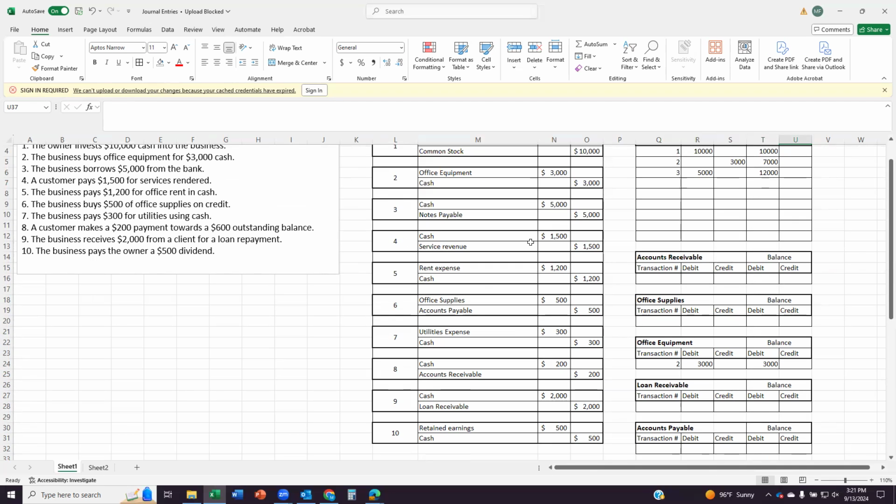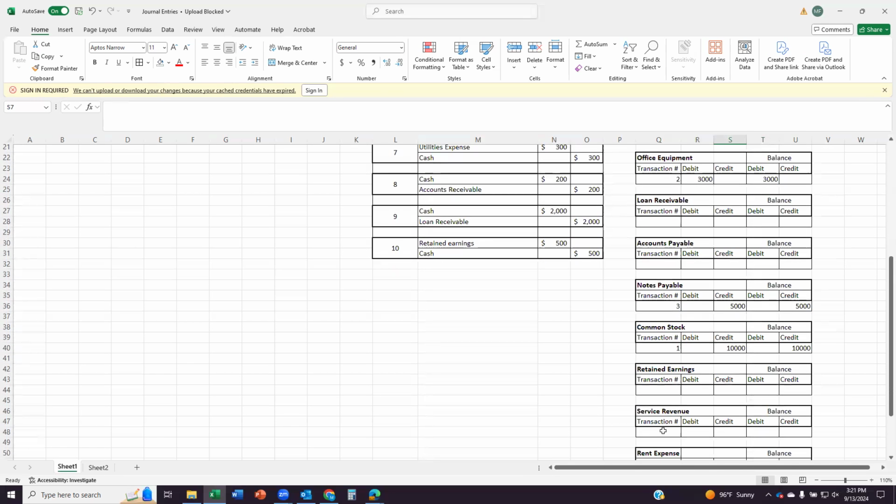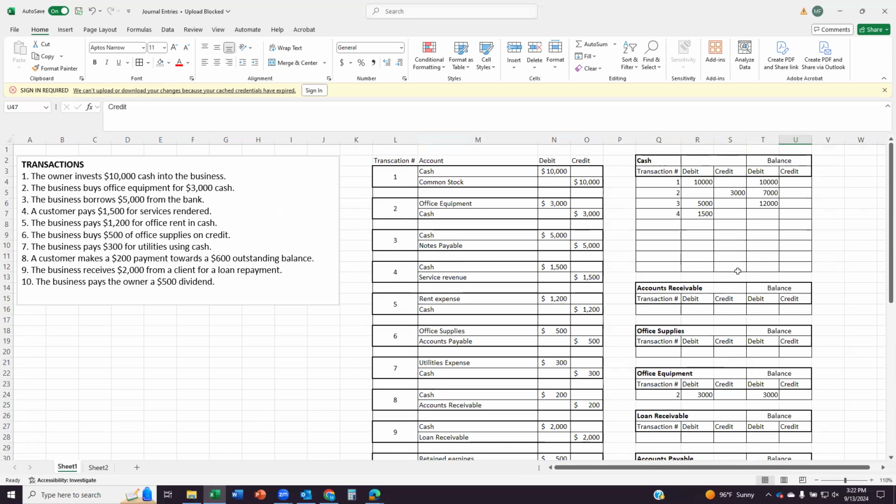Transaction four, cash is debited 1,500 and service revenue is credited 1,500. So the balance of that revenue account will be a credit balance of 1,500, and the balance of our cash account, if it was 12,000 plus 1,500, gives us 13,500.